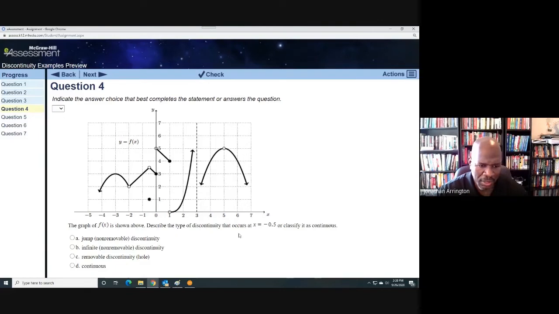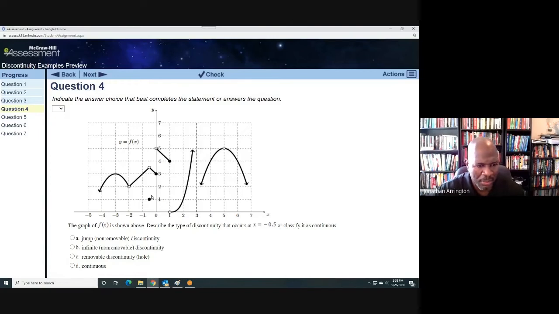And this one, we're checking the value at x equals negative 0.5. Negative 0.5, that's right here. So what do you guys think? And again, hopefully you said removable. So this is the type of removable where the point is defined, but you still have this open circle here, making it a removable discontinuity. And that's the last one on this graph.